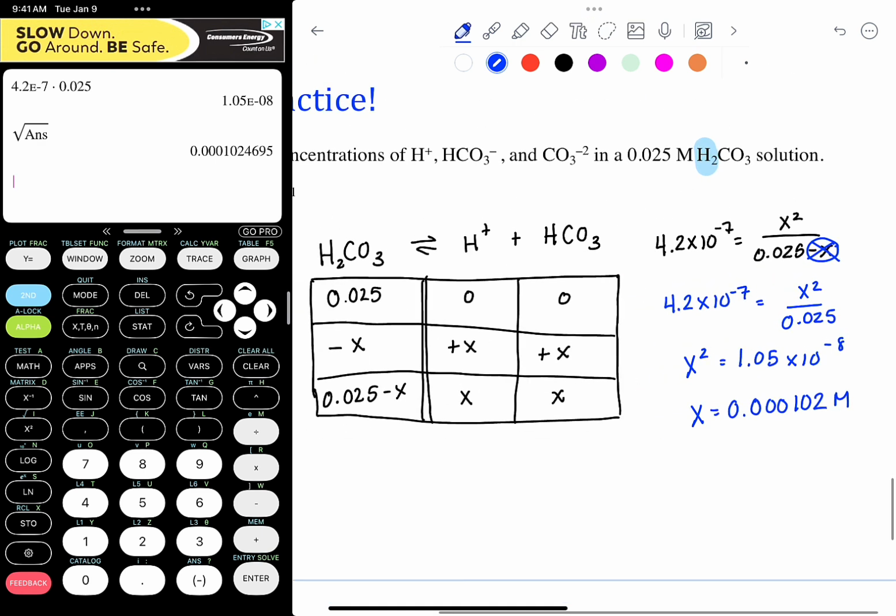So that is then the concentration of HCO3 minus, forgot a minus there, oops. It is also the concentration of H+, not at equilibrium because we still have another ionization to go.